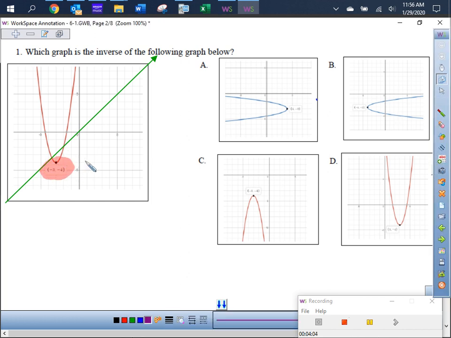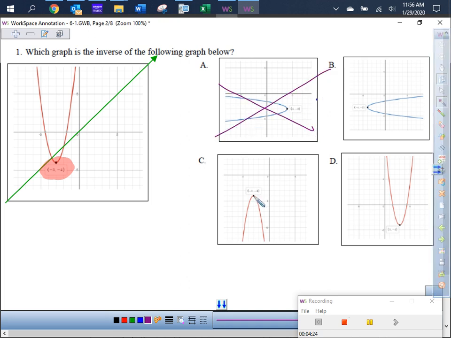The vertex of this one is at -4, -3. Since we want the inverse over here, remember, doesn't that mean x and y switch places? So I have to look over here to see which one of these has the vertex at -4, -3. And yes, it's hard to see, but this is at 4, -3, so it's out.